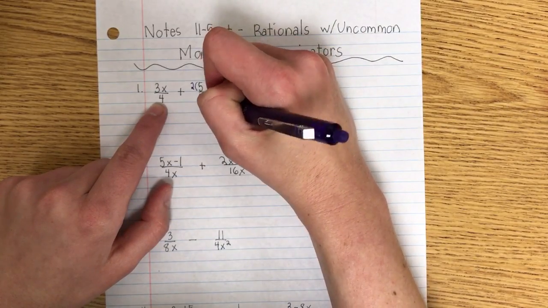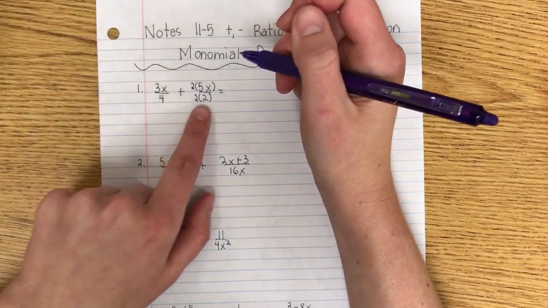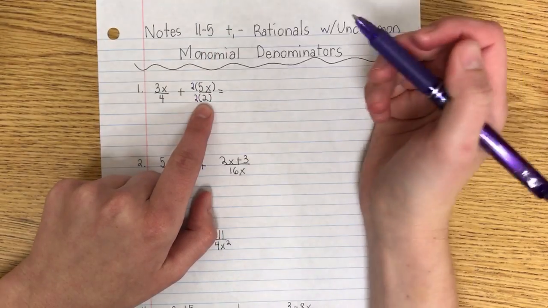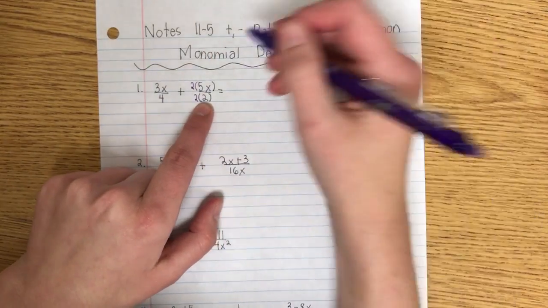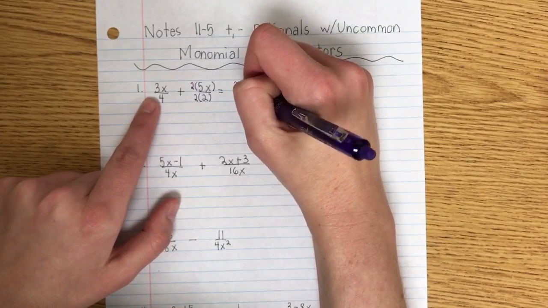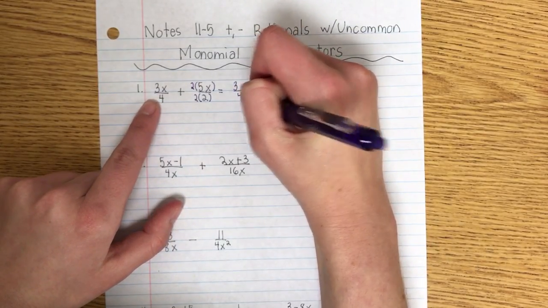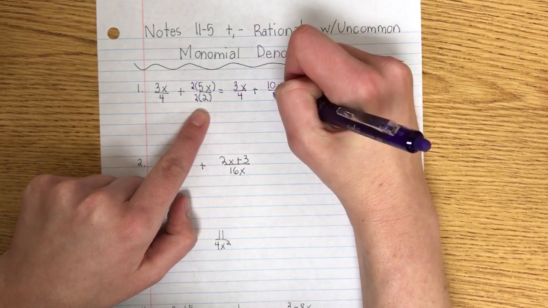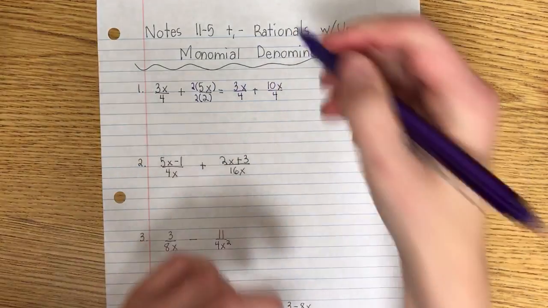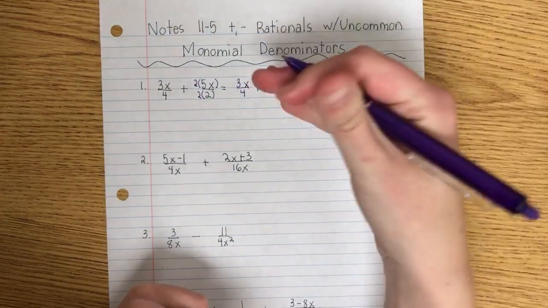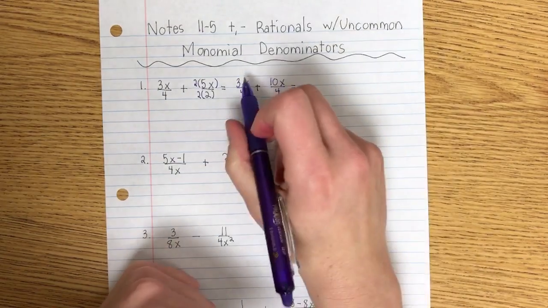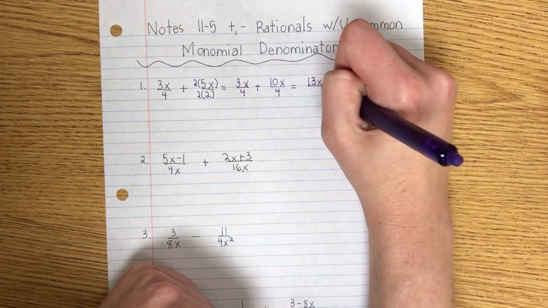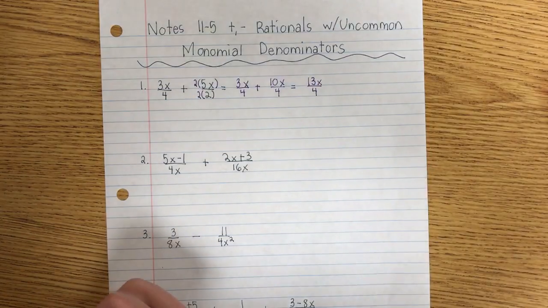So I'm going to multiply both top and bottom of the second fraction by 2, because you know that's legal. 2 over 2 is like 1, and you can multiply by 1. So here I rewrite 3x over 4 plus, this would become 10x over 4. Now that my denominators are common, I can add like the lesson from the day before. So 3x plus 10x is 13x over my denominator of 4.